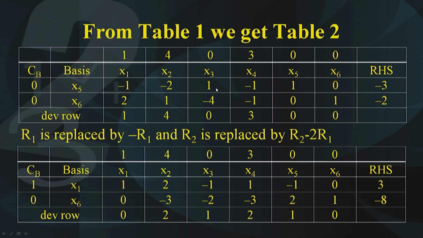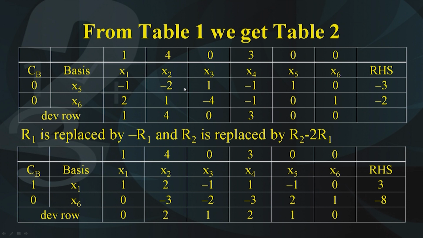Secondly, we have to replace R2 by R2 minus 2R1. If we do that, then the entry corresponding to the second row under the x1 column becomes 0. Therefore, applying these two elementary row operations, we get table number 2, which is shown below. And after that, we need to calculate the deviation entries.